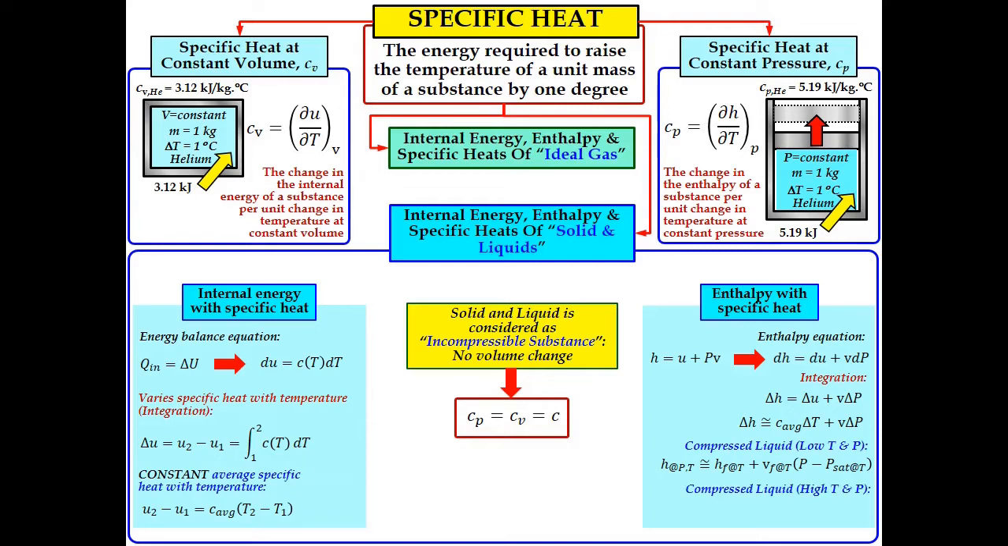However, for the compressed liquid at very high temperature and also pressure, we can assume that the value of H at certain pressure and certain temperature is equal to Hf at specific temperature. So for the value of Hf, you need to refer to the saturated table based on temperature. Actually, the same goes for low temperature and low pressure. The values of Hf, vf, and P saturated must be referred to the saturated table based on temperature. So this is the relationship in terms of internal energy, enthalpy, and specific heat for solid and also for liquid.